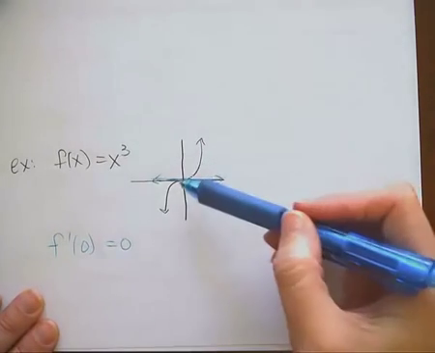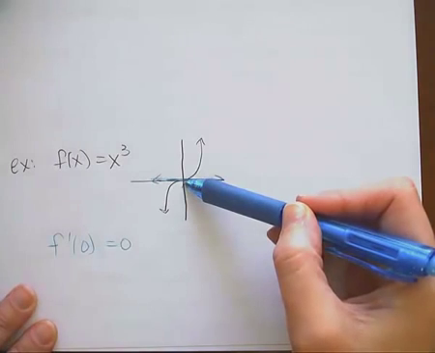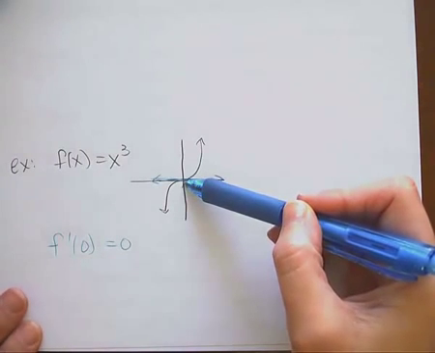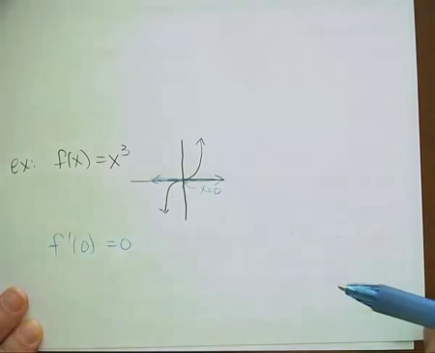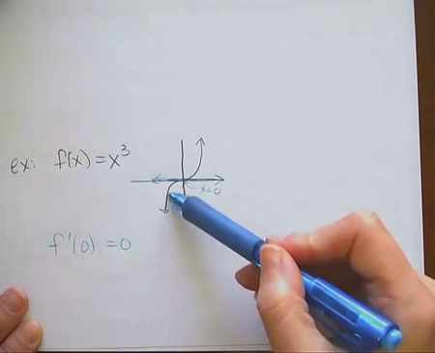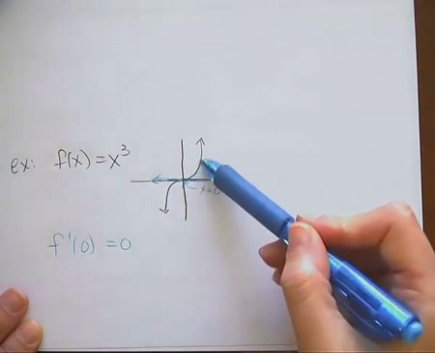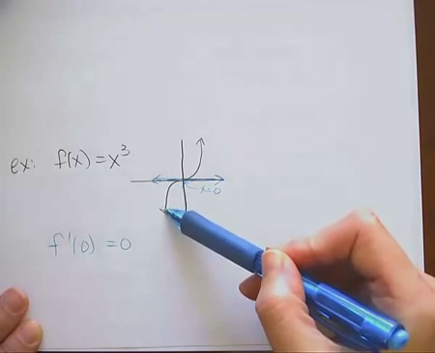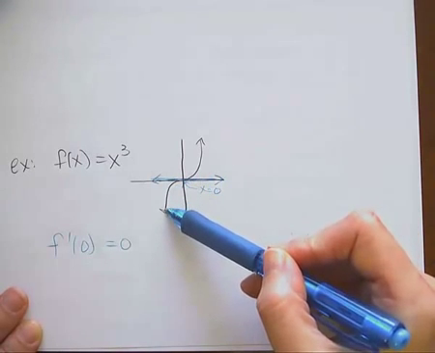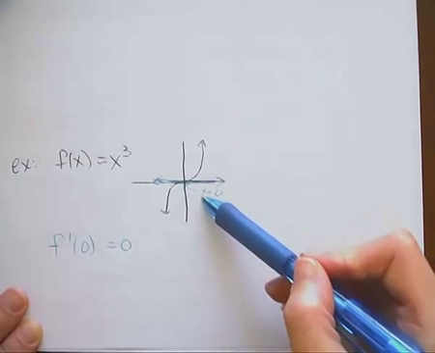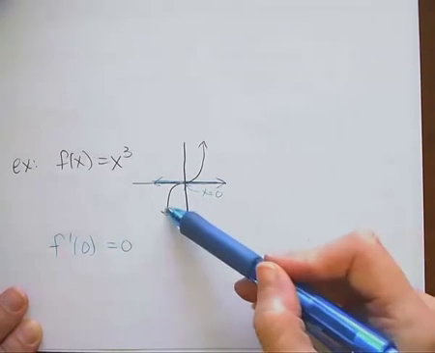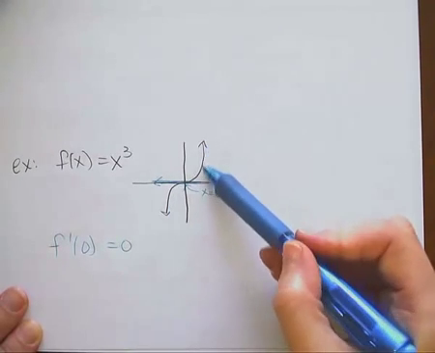But notice that that is not a max or a minimum value on the function. The reason is because the function never changed direction. The function was increasing that entire time. In order to have a max or a min, it has to change direction. It has to stop increasing and begin to decrease, and vice versa. But this function is increasing the entire time.